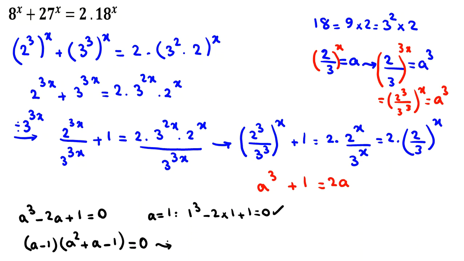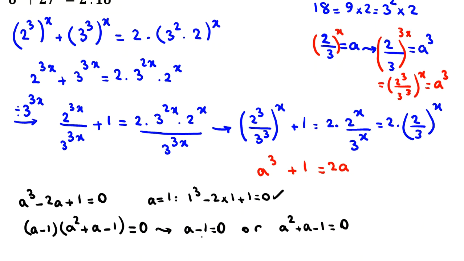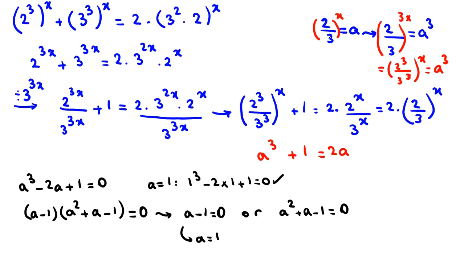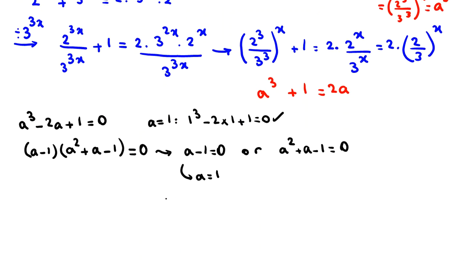Because the product of two terms is equal to 0, we can say a minus 1 is equal to 0, or a squared plus a minus 1 is equal to 0. For the first term, a minus 1 equals 0, so a equals 1. And if you want to check, a equals (2/3)^x. So from these two things, we conclude (2/3)^x equals 1.